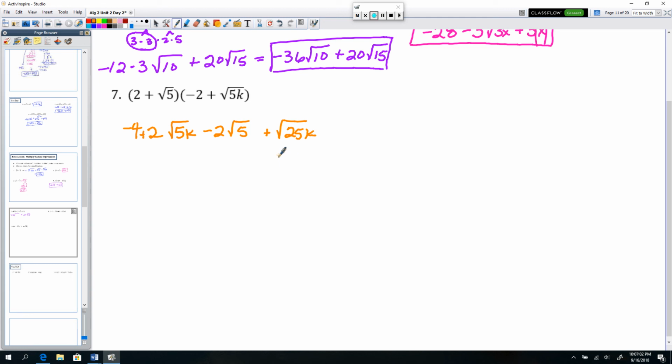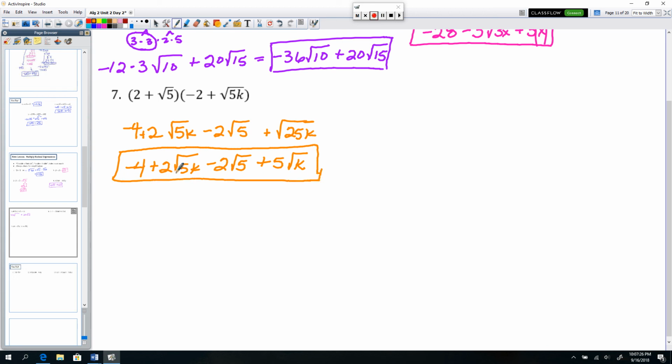I could simplify this a little bit to make this 5 times the square root of k by taking that perfect square of 25 out. But that's really all that I can do to combine this. So the most simplified version of this is this big long thing. Negative 4 plus 2 square roots of 5k minus 2 square roots of 5 plus 5 square roots of k. So that's all that can be done there.